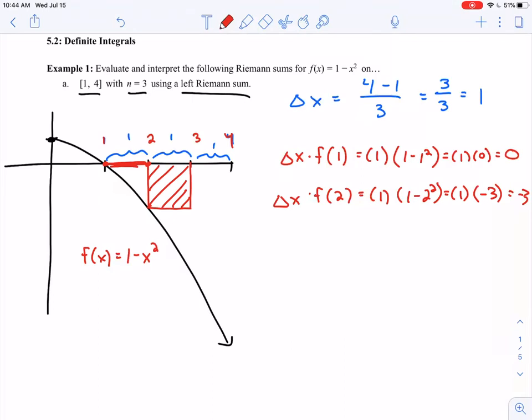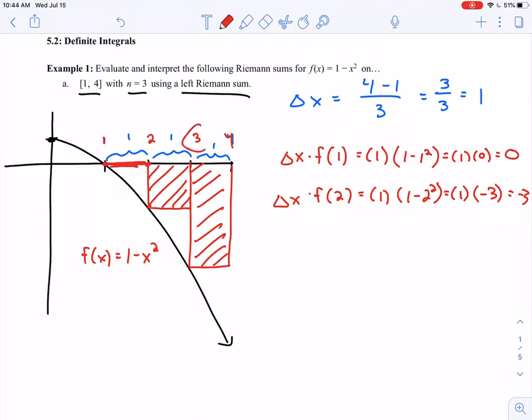But let's continue on. I have one more interval to look at. I want to look at the area between 3 and 4. We're doing a left sum, so we're going to use the height of our function at 3. So it would look something like this. And we're saying, okay, we're going to find this area right here.